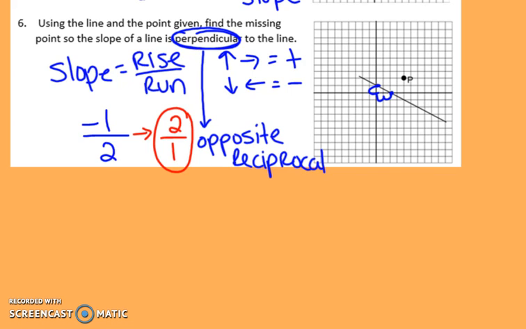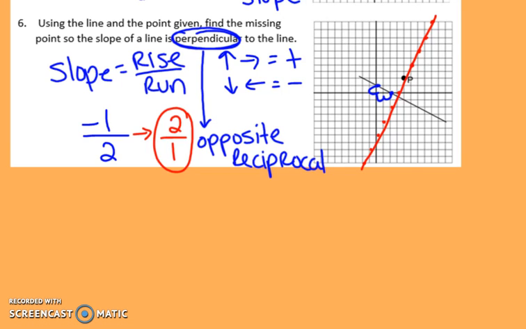So again, I'm going to start at P. 2 is positive, so I'm going to go up 2 over 1, up 2 over 1. And we can do it as many times as the graph allows. Now, I can also go down 2 and to the left 1, because 2 negatives make a positive. Down 2 over 1, down 2 over 1. And if we were to connect those dots, as best we can with a straight line, they meet at a 90-degree angle, so they are perpendicular to each other.